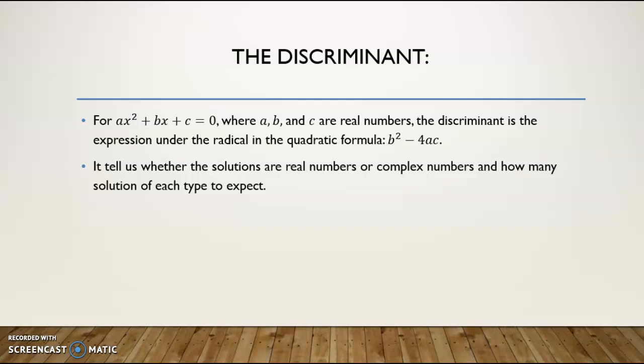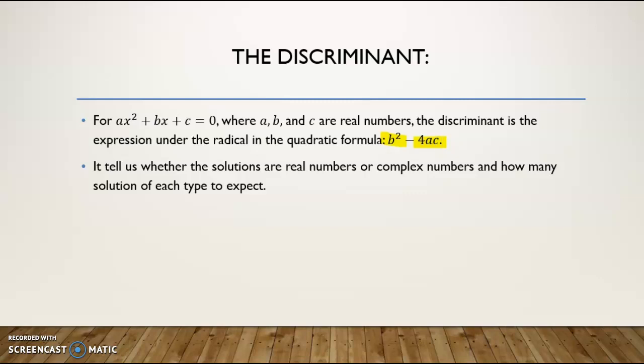Alright, this is section 2.5, part 5. Now we're talking about the discriminant. So for ax squared plus bx plus c equals 0, where a, b, and c are real numbers, the discriminant is the expression under the radical in the quadratic formula. So what we're looking at here is b squared minus 4ac.